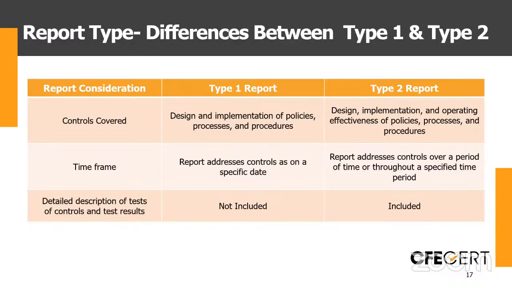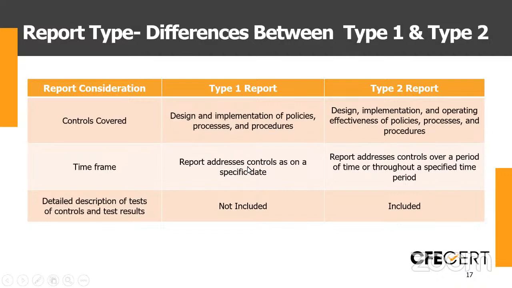This slide highlights the differences between the type 1 and type 2 report from a reporting perspective. From a controls standpoint, type 1 has design and implementation of policies and procedures. As I mentioned, it is more of a design assessment. The type 2 report will be design, implementation, and operating effectiveness. Operating effectiveness is the key difference, wherein we are evaluating whether or not the controls we are testing were operating effectively throughout the period covered in the type 2 report.